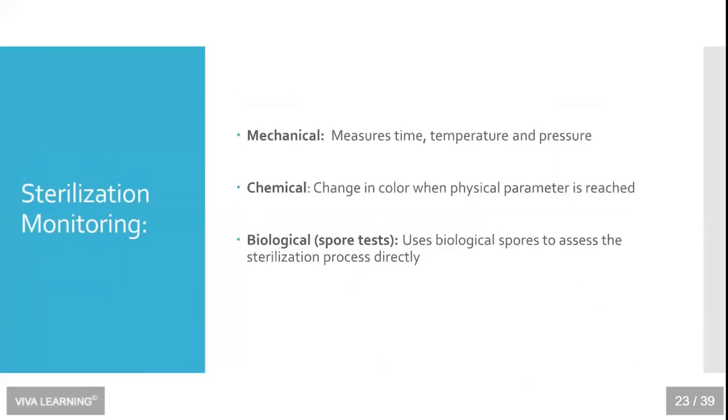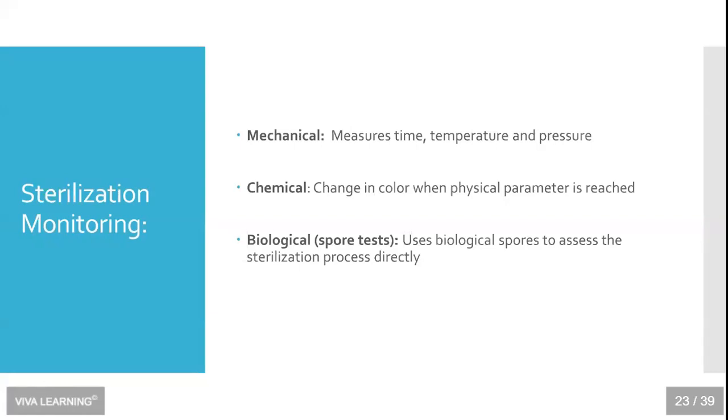Now we are on to sterilization monitoring, and I see that some questions are coming in, but at this point I'm going to keep going so that we stay on track, and I'll address the questions at the end of the seminar. There are three methods of sterilization monitoring: mechanical, chemical, and biological monitoring of the autoclave.